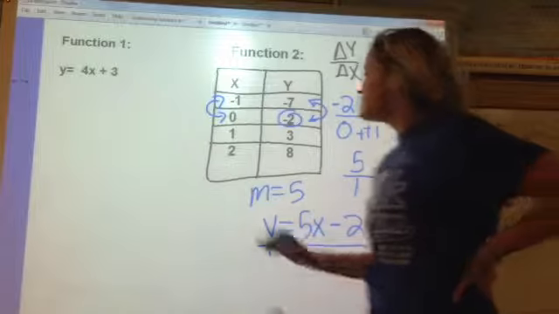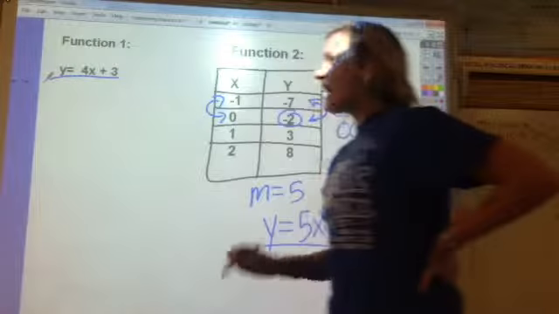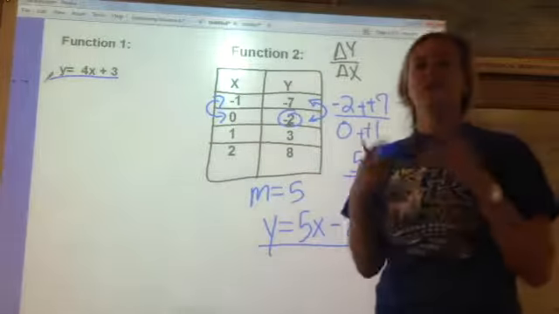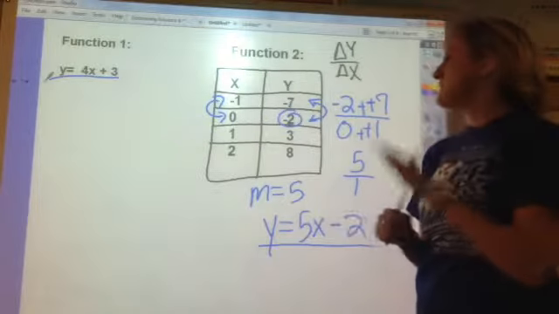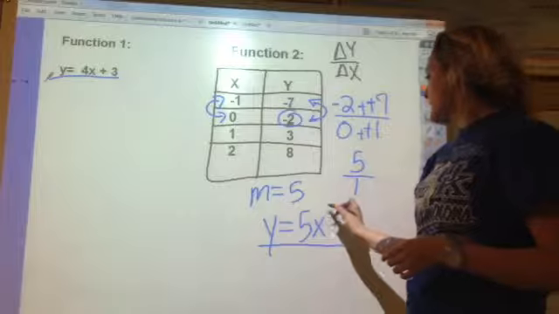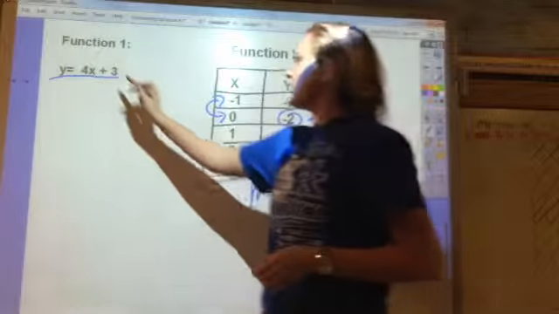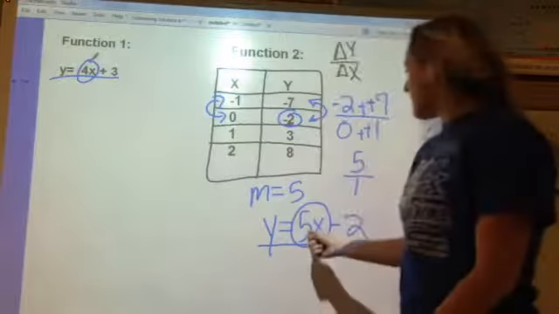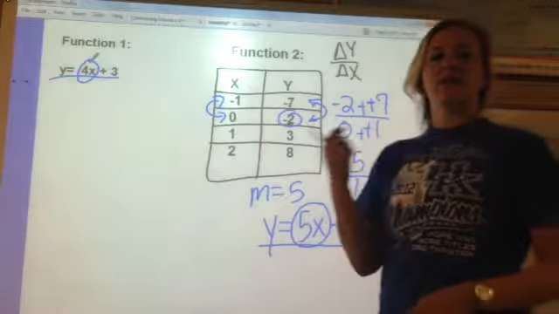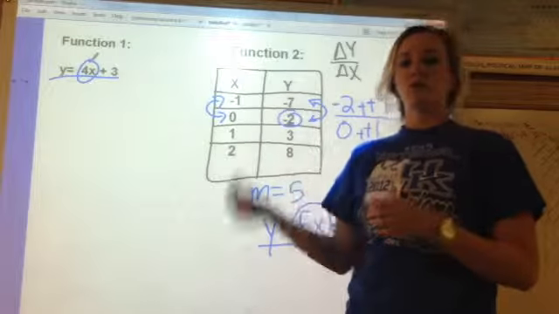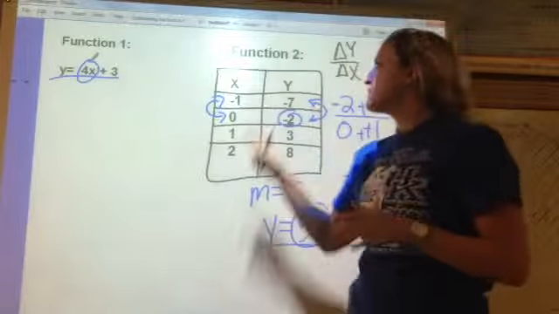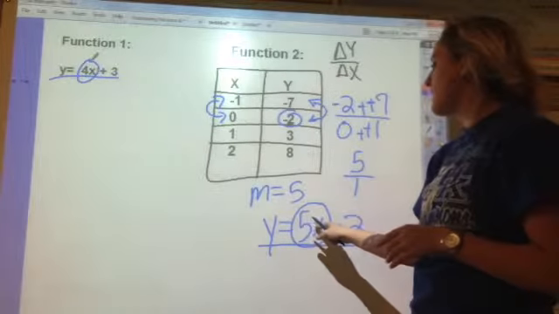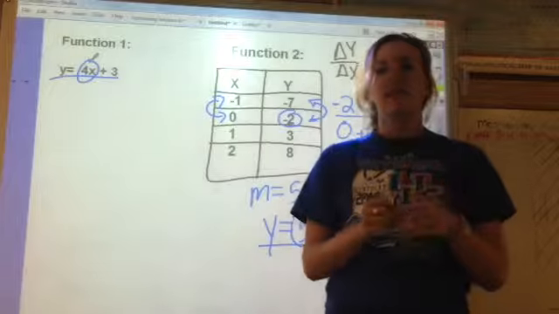Now that I have these two equations, I can go ahead and compare them. We're interested in which one has the greater rate of change. Well, I'm looking for which one has the steeper slope. And I see that 5 is larger than 4, which means that function 2 is increasing at a much larger rate. And that would be a good sentence to write: Function 2 has the greater rate of change because the slope is increasing at a faster rate.